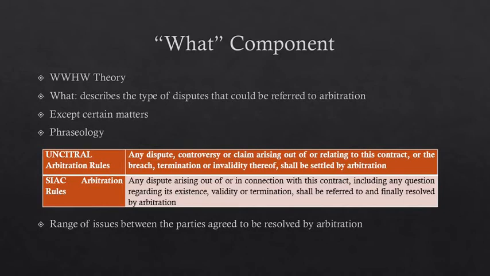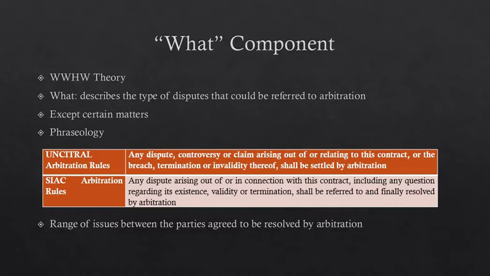Please recollect that the what component described the types of disputes that could be referred to arbitration. Parties usually provide for referring all disputes relating to an agreement to arbitration. Rarely, parties may agree to exclude certain matters from the scope of the arbitration clause. In this lecture, we will look at the what component first.